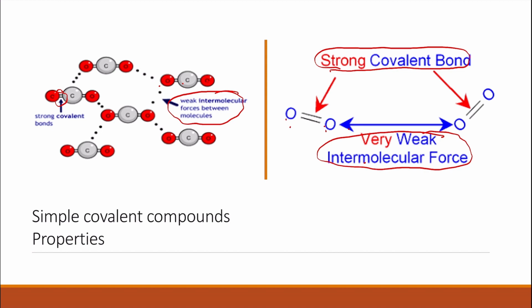One of the properties of covalent compounds is that they do not conduct electricity, and this is expected because there are no charged ions or electrons that can carry electrical charge, so they do not conduct electricity.